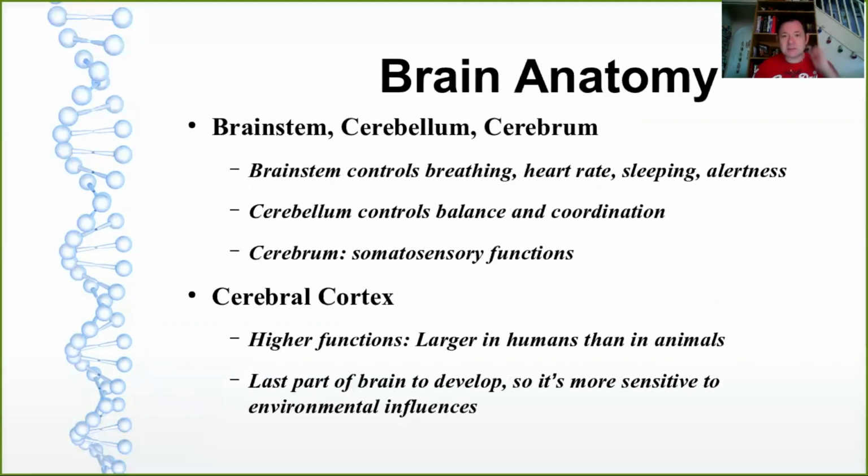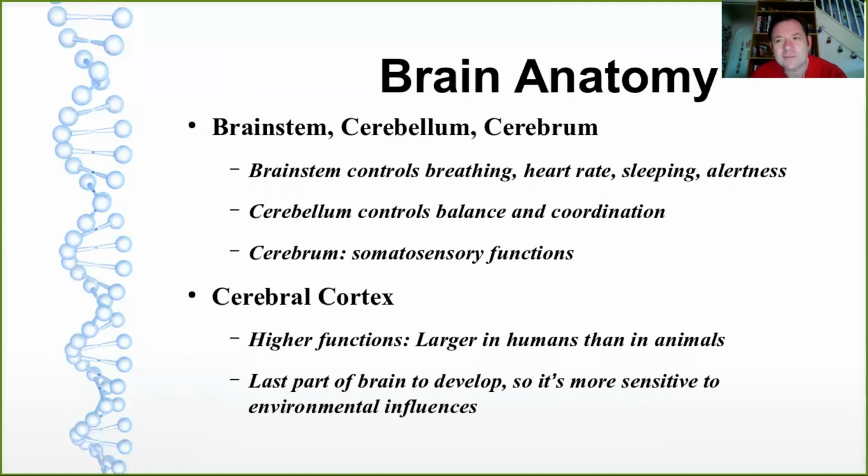So let's summarize some of these structures before we conclude for the day. Brain anatomy. There is the brainstem, the cerebellum, and the cerebrum, the cerebral cortex. Brainstem controls breathing, heart rate, sleeping, alertness. Cerebellum controls balance and coordination. The cerebrum, cerebral cortex, consists of the somatosensory functions, and there is also the somatomotor cortex there too. The cerebral cortex, higher functions, larger in humans than in animals.